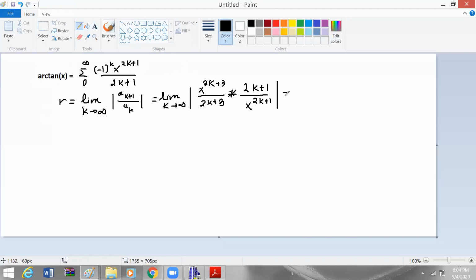Okay, and then when we take the limit for this part, this guy is going to be x squared, right? So I'm going to put that x squared on top of this. So this will be x squared multiplied by the limit of k going to infinity, and we're going to get (2k+1) over (2k+3). So we know that when k goes to infinity, they have the same ratio, and then this is going to be 1.